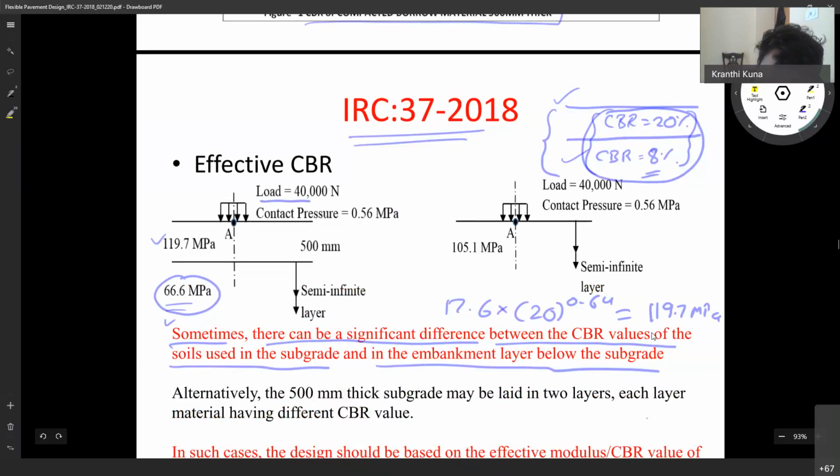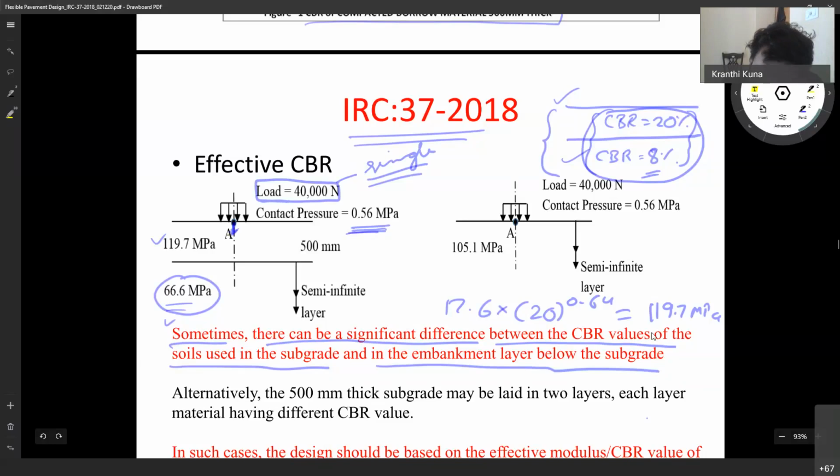So remember, except in this case, everywhere we use 20 kilonewton, but here only for this case we use 40 kilonewton and a contact pressure of 0.56. 40 kilonewton, but a single wheel. We will not give the dual wheel. We give a single wheel of 0.5 kilopascal and run the analysis, and we determine the deflection, whatever deflection we are getting here.